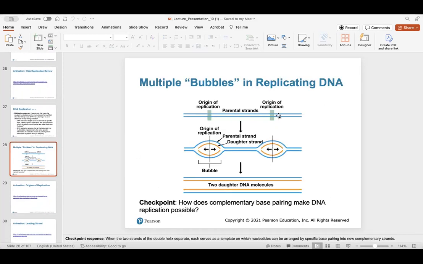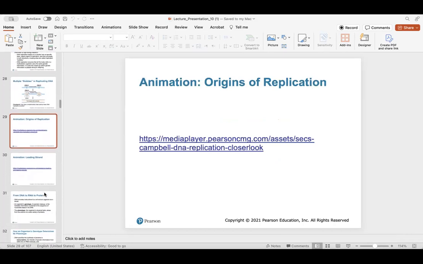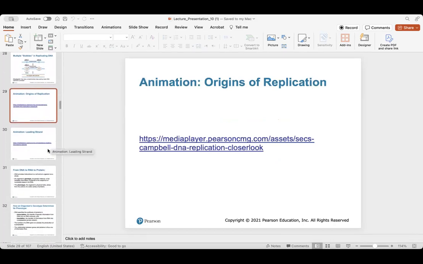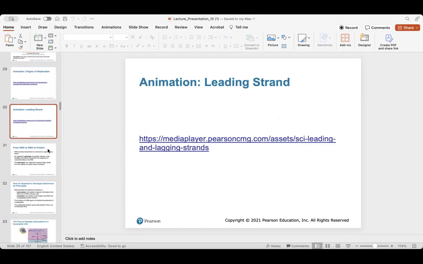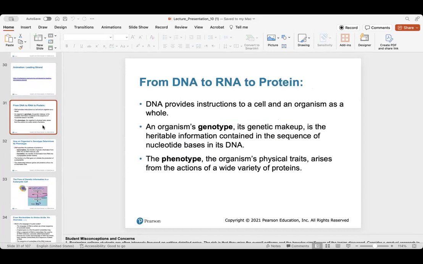So we have the parental strands. You have an origin of replication, which creates a bubble where new daughter strands form. So at the end of the day, we get two new daughter DNA molecules. And again, origins of replication show where that replication starts in the parent strand. The leading strand talks about how one strand will lead and the others will follow.